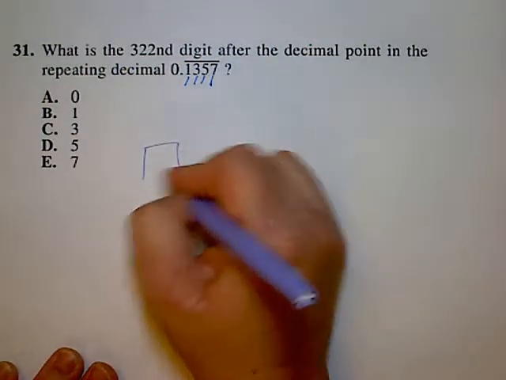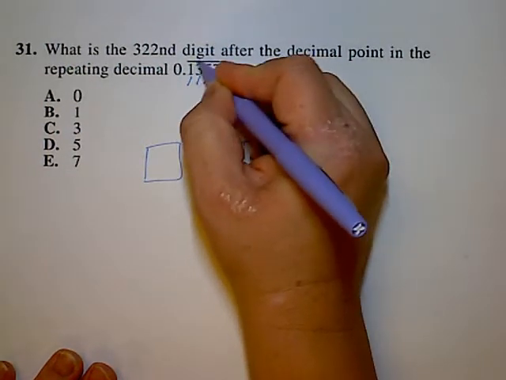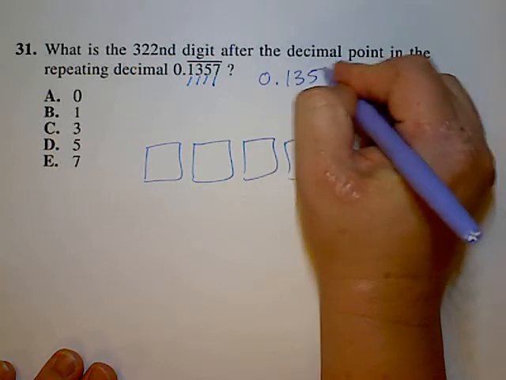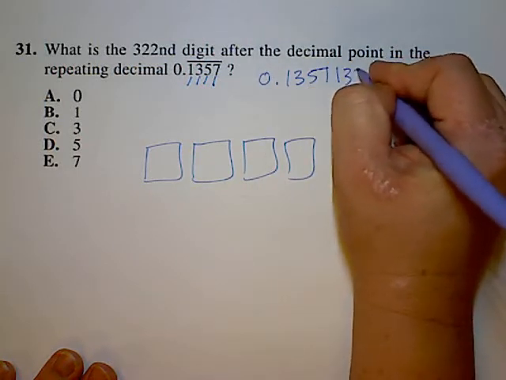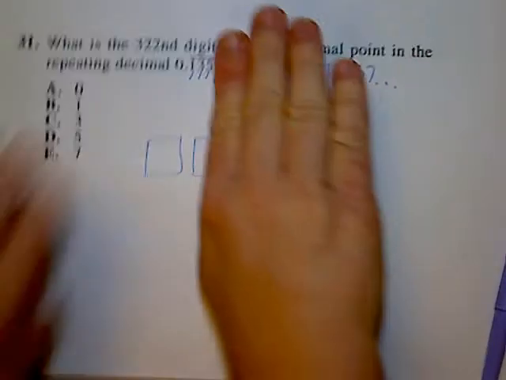So I want you to make a box with four different figures. And I'm going to say this is one, right? This is one cycle. So what does this mean? This means that it would cycle through 1, 3, 5, 7, 1, 3, 5, 7, and it's ongoing. So because there's four, I'm going to take this as one cycle.